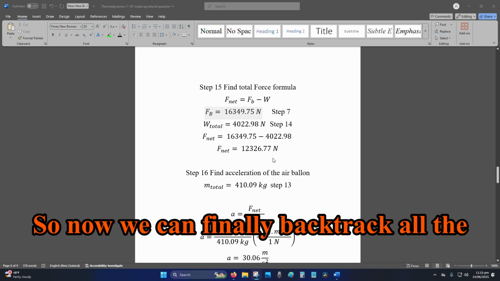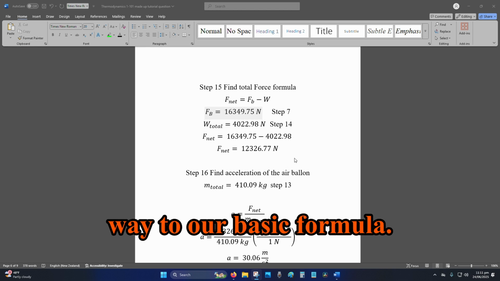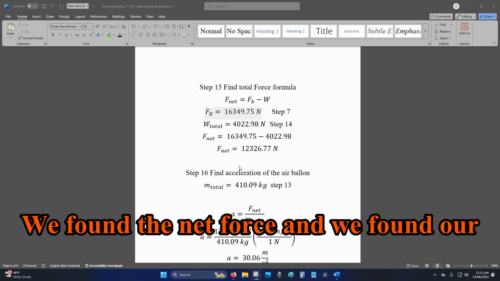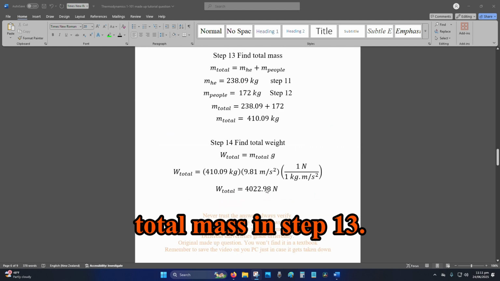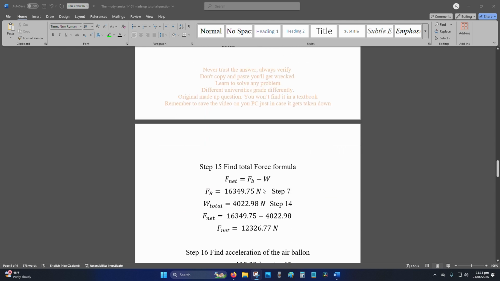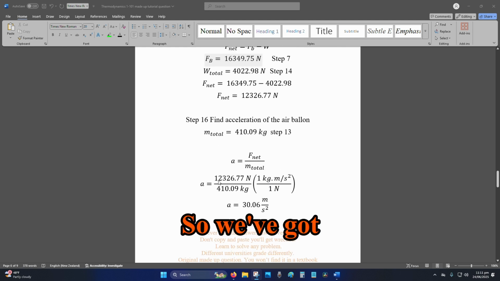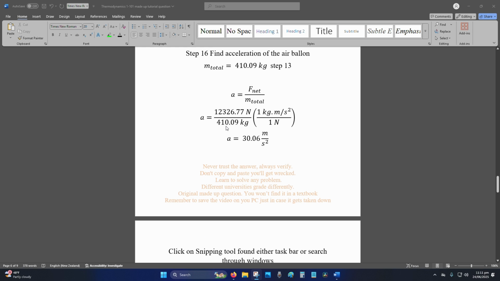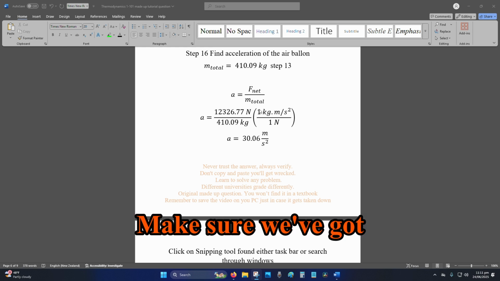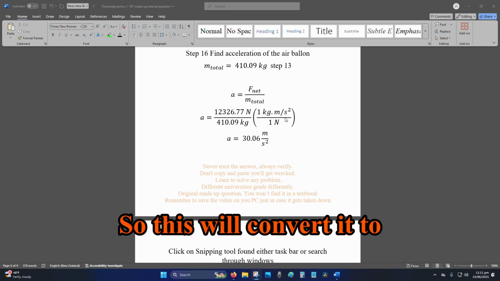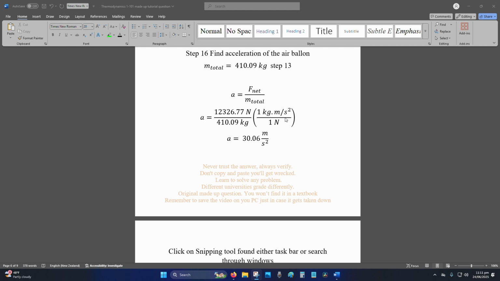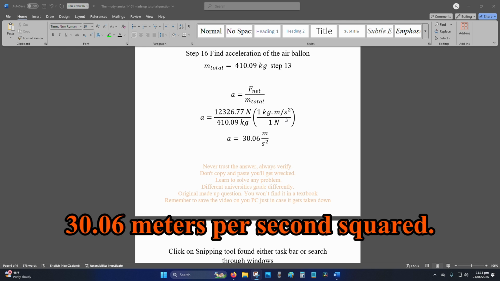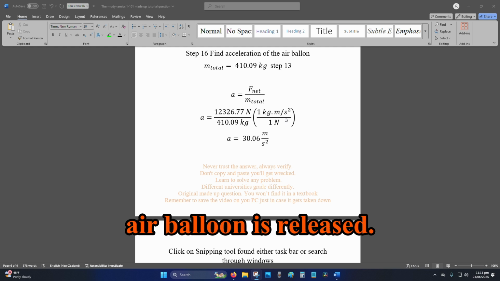So now we can finally backtrack all the way to our basic formula, which is acceleration is equal to force divided by mass. We found the net force, and we found our total mass in step 13 right over here. Okay. So we've got 12,326.77 newtons divided by 410.09 kilograms. Make sure we've got our conversion factor. So this will convert it to meters per second squared. So our acceleration is 30.06 meters per second squared at the moment the hot air balloon is released.